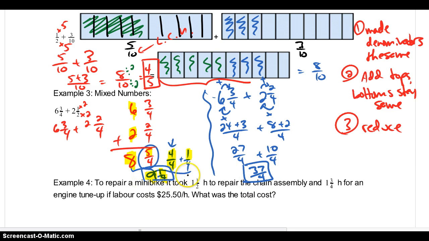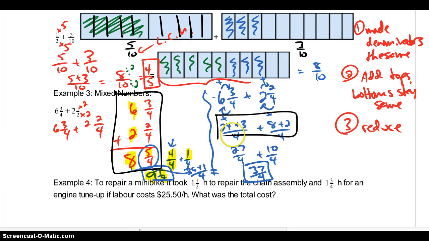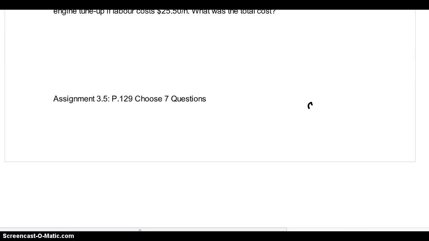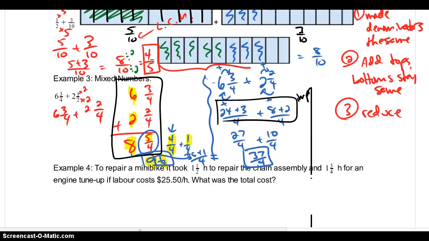If we check here, 4 times 9 is 36, plus 1 is 37 over 4, and our answers work. Alright, so two ways to do that mixed number question. You can line it up, straight up and down, or you can make them into improper fractions, and then use those. Alright?